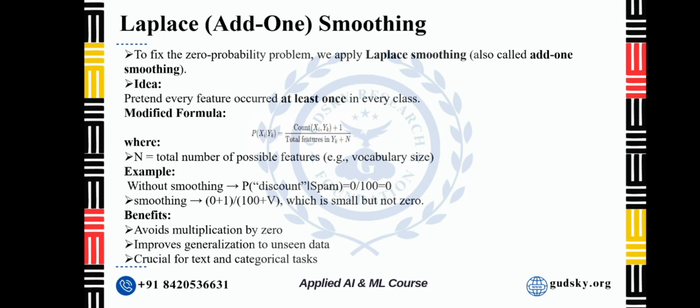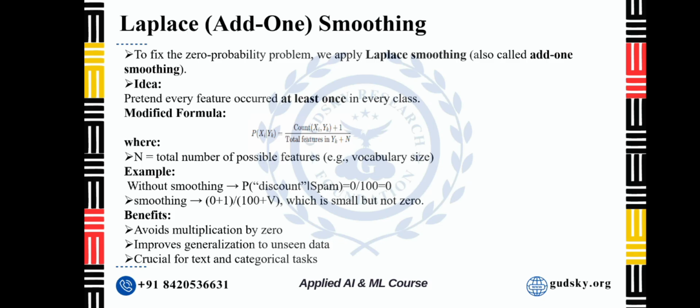So Laplace means add one smoothing. To solve the zero probability issue, we use a technique called Laplace smoothing, also known as add one smoothing. The idea is super simple. We pretend that every feature occurred at least once in every class, even if it didn't in the training data. So instead of dividing by 0, we just add 1 to every count.